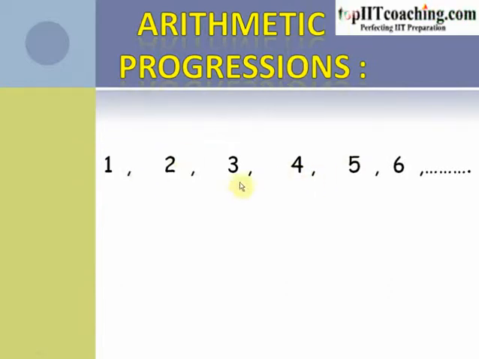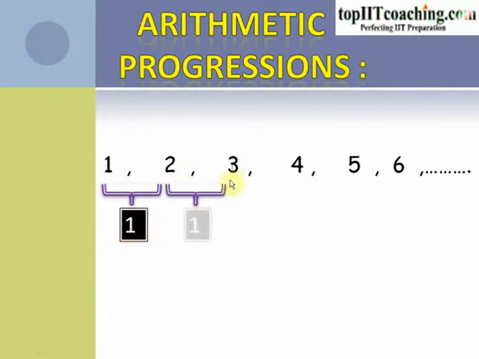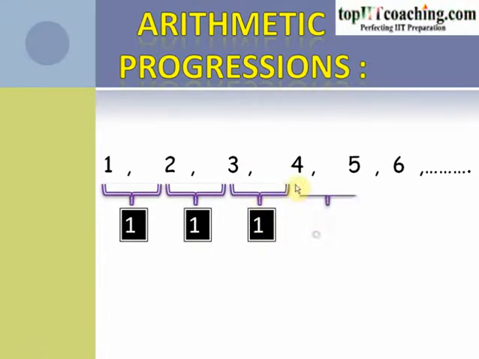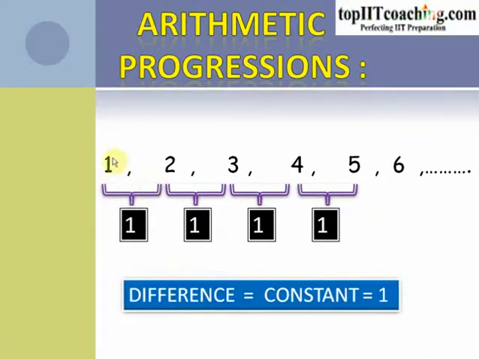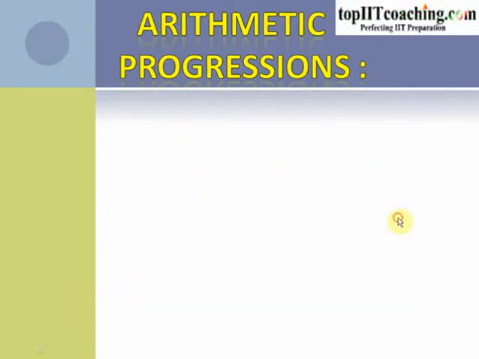Let us say that we have a series 1, 2, 3, 4, 5, 6 are the elements of the series. Now what we observe, the difference between these two terms is equal to 1. The difference between these two terms is equal to 1. The difference between these two terms is also equal to 1. And so we can say that the difference between the consecutive terms is constant, and this difference in this case is equal to 1. So this is an example of an arithmetic progression. This sequence 1, 2, 3, 4, 5, 6 and so on is an example of an arithmetic progression.